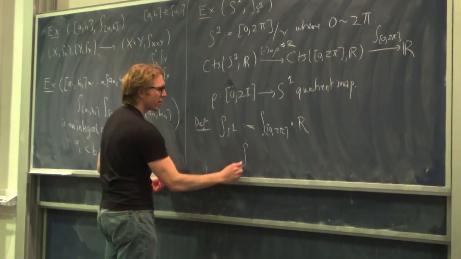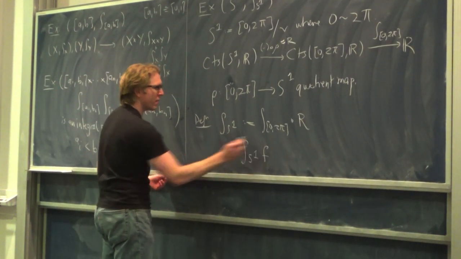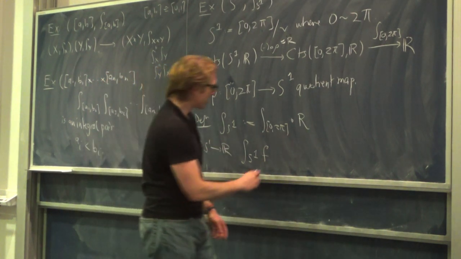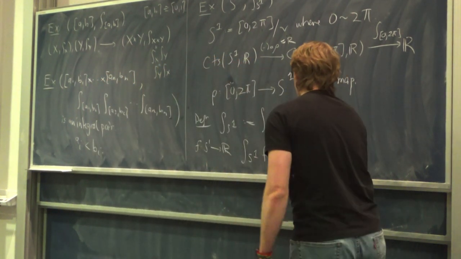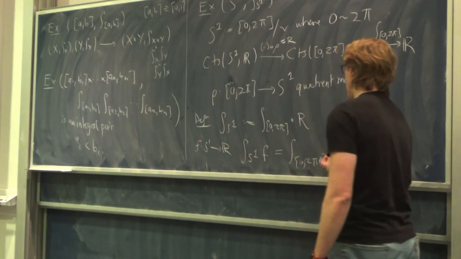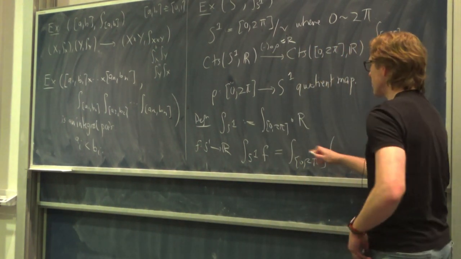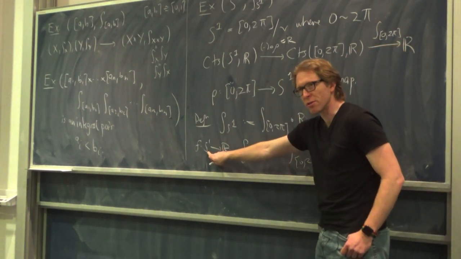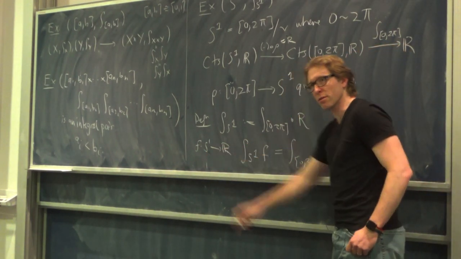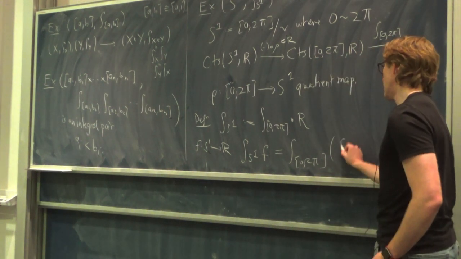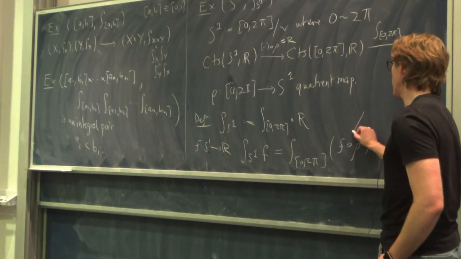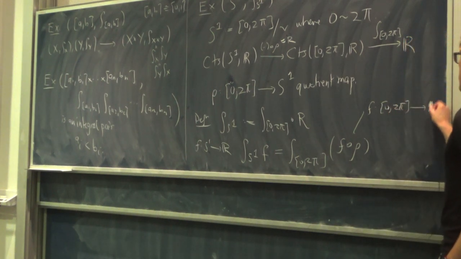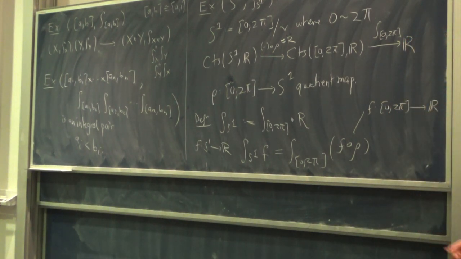Okay. So by definition, then, the integral over S1 of a function, if f is a continuous function from S1 to R, its integral is, by definition, the integral over 2 pi of the function, which just comes from thinking about this, instead of a function on S1, as a periodic function on R and restricting it to 0 to 2 pi. So that's f circle rho. So that's there. Okay, so that's by definition.